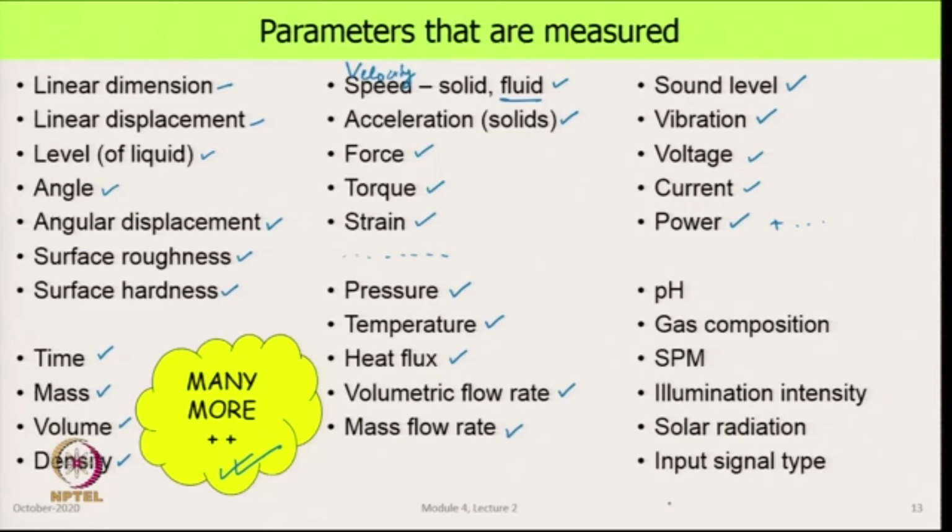And then various things which are relatively specialized. We measure the pH, the composition of gases, suspended particulate matter, how much dust is there, say in the air. This is a major issue in our cities these days. Illumination intensity, then solar radiation, the instrument by which we say right now how much is the solar energy incident on the earth's surface. So, there are so many other things that we can then add to this.